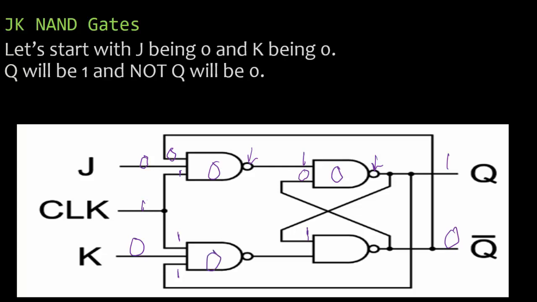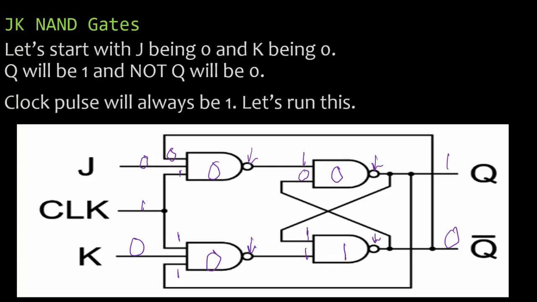0 and 1, 1 give me 0. But remember, I'm going to hit this inverter, which is going to give me 1. 1 and 1 give me 1. Hitting the inverter becomes 0. That 0 is carried back up. It is in a balanced state. So what happens is when J and K are both 0, Q is 1, not Q is 0. So it does not change, or in this case, it did not change.